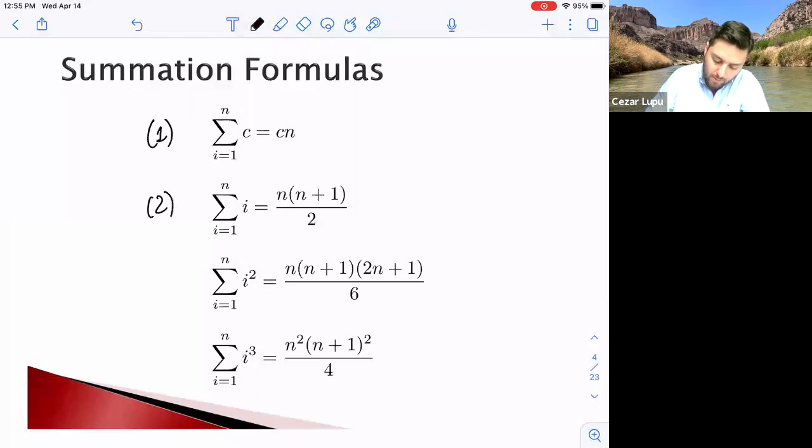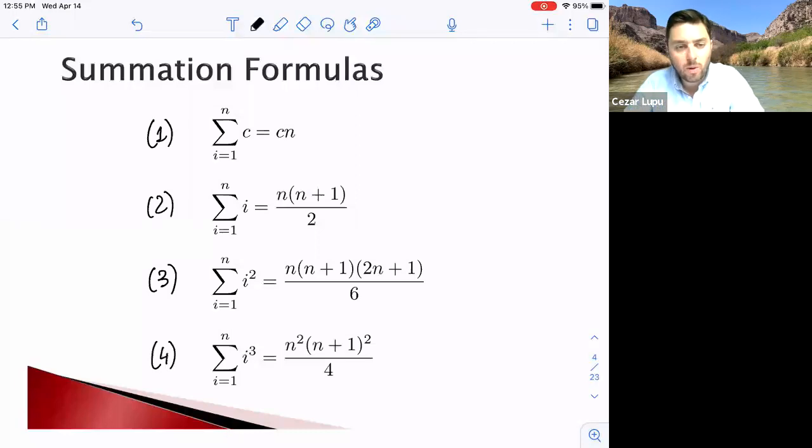So that's the second one, the third one, and the fourth one. Usually the first one, as you can see here, the sum over all constant c, and the sum goes from 1 to n, is c times n. And why is that? Let's see. Can somebody tell me why is that?